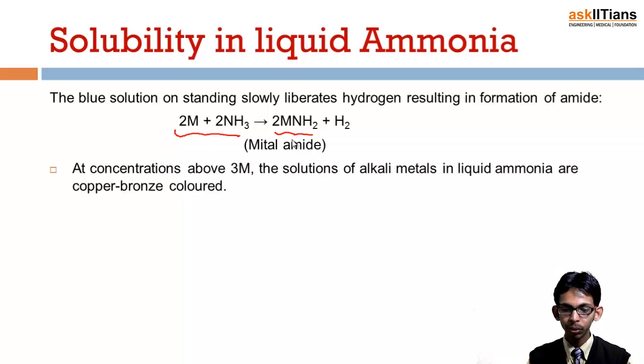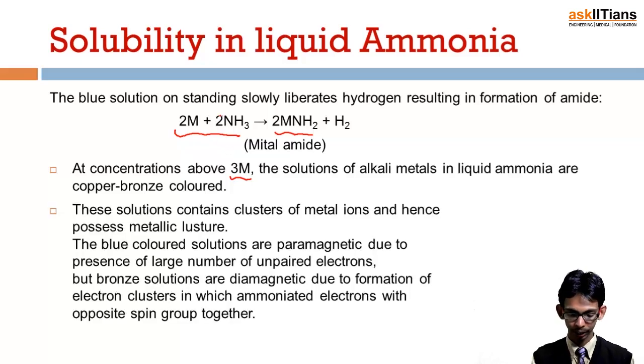When metals are dissolved in ammonia and the concentration is above 3 M, that means 3 mole per liter, the solution of alkali metals in liquid ammonia becomes copper bronze color rather than blue. In small concentrations, it is blue in color, but when the concentration is above 3 M, the solution becomes copper bronze in color.